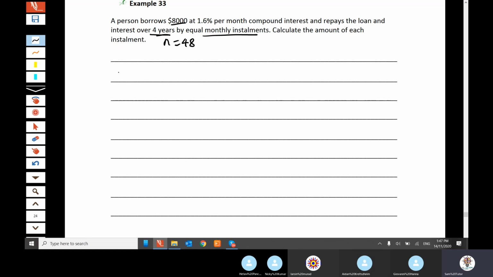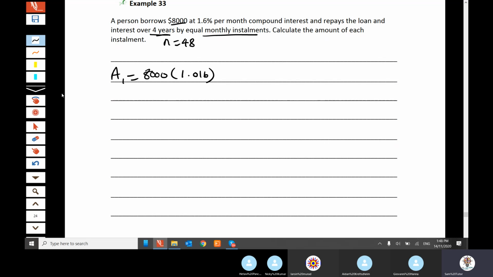Okay, so let's see, Nikki, if this makes sense. A1, the amount I have after the first month, now, not first year, first month, this will be 8,000 times 1.016. I don't want to get that wrong. It should be.